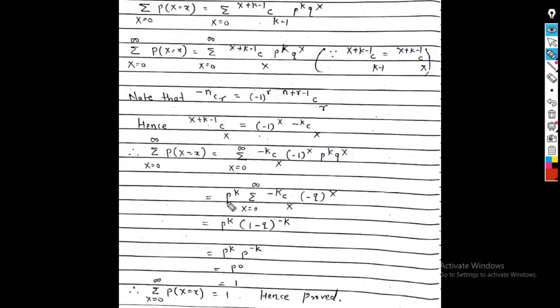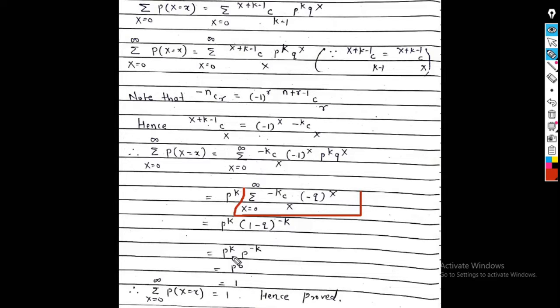P raised to k is constant, so we can take it out from the summation. Therefore we get p raised to k into summation x is equal to 0 to infinity minus k C x. Minus 1 raised to x and q raised to x becomes minus q raised to x. Finally, we get p raised to k into 1 minus q raised to minus k. This term, that is summation x is equal to 0 to infinity minus k C x minus q raised to x, is a standard form, and we can replace it by 1 minus q raised to minus k.